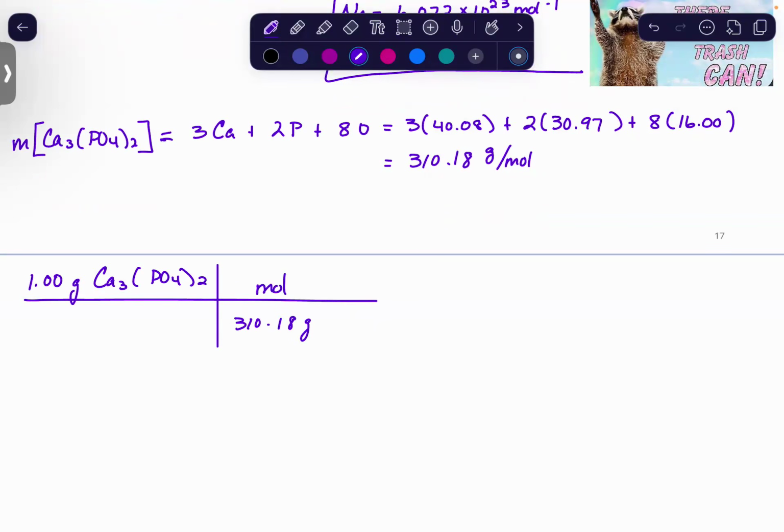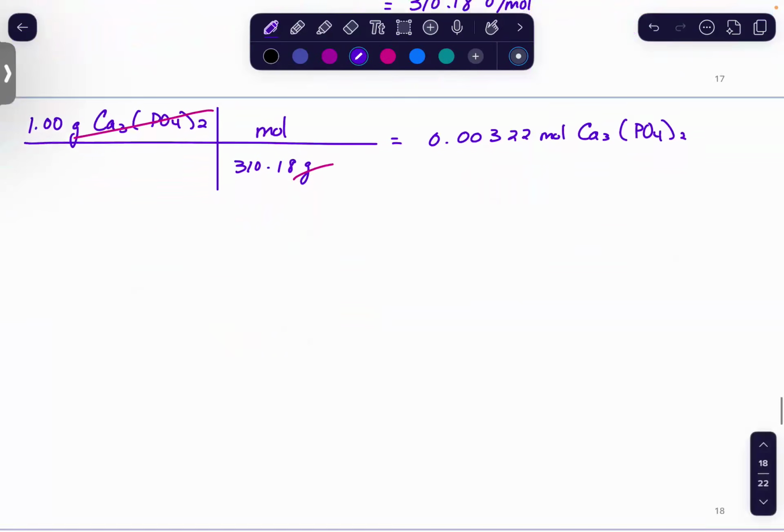I'm going to divide by the molar mass of calcium phosphate. So grams calcium phosphate, grams. And that's going to give me 0.00322 moles of calcium phosphate. And then I can take those moles and get number of molecules.